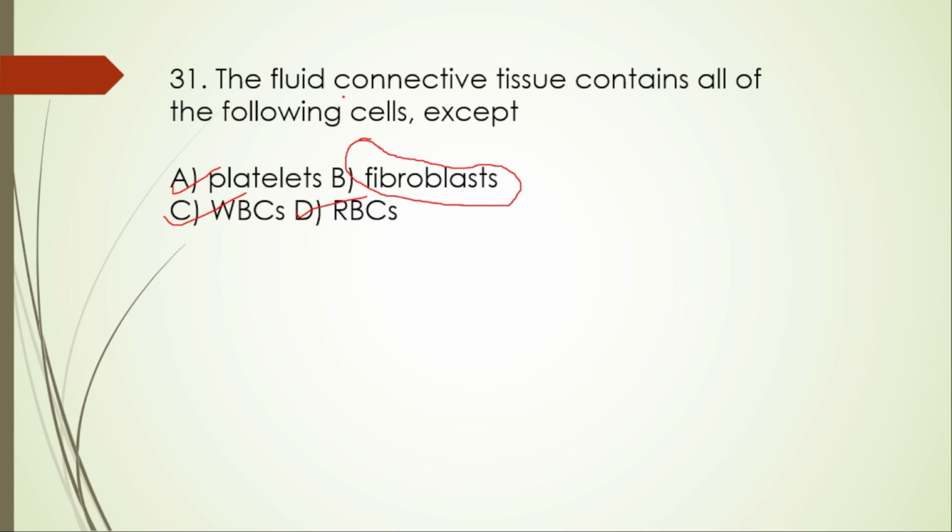If we are talking about fluid connective tissue, it is with respect to blood and then lymph, isn't it? They are unique because their matrix is liquid, that is plasma, rather than solid. So when we talk about the blood, it is made up of what? RBC, WBC and platelets. That's what, here the right option is option B.